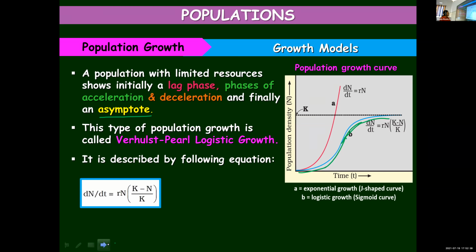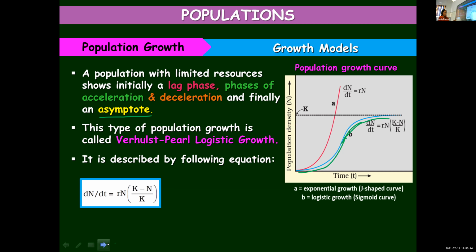And the equation is dN by dt. As I told you, dN and dt just denote the changes in population density and time. It is represented as rN. R is the same. What is R? Sharon, what is R? Intrinsic rate of natural increase. And K is carrying capacity, N is again population density at time t.